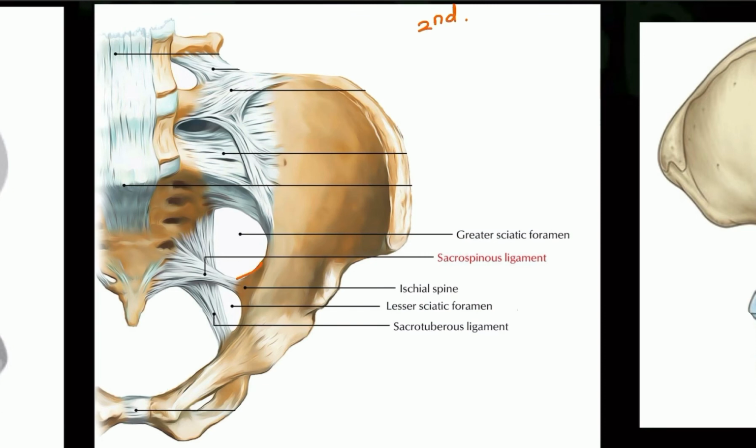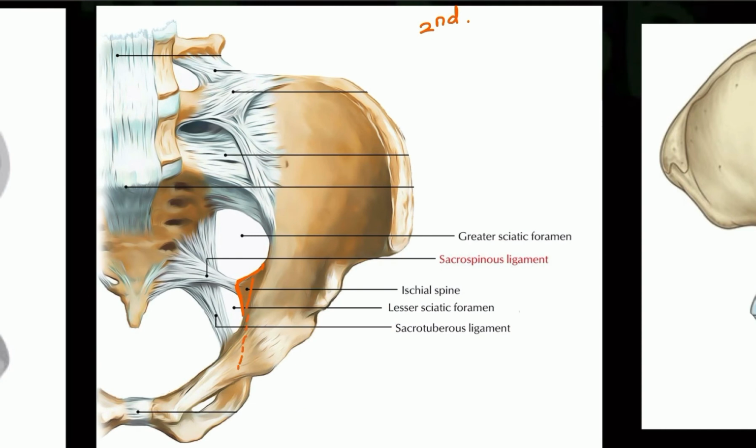So in the second picture, you can see this ischial spine. This ischial spine is present where? It is present where the superior ramus, which you cannot see from here, and the body of the ischial bone are meeting, on the posterior side and the medial side. You can see this ligament is connecting the sacrum and the ischial spine. So this is called sacrospinous ligament, which will form the greater sciatic foramen. Then you have lesser sciatic foramen, which is formed by sacrotuberous ligament. Now sacrotuberous, you can see joining the sacrum and the ischial tuberosity, right?